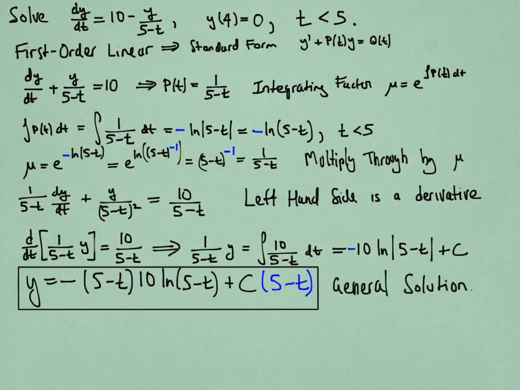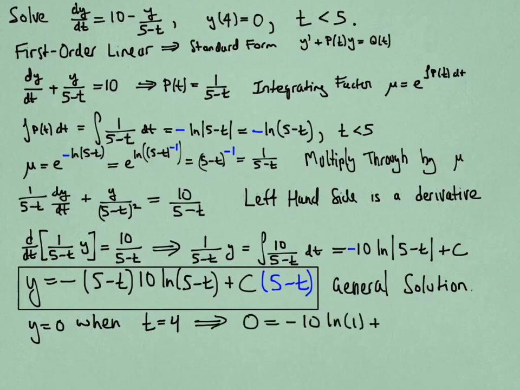There are general solutions to the differential equation, but we have an initial value, so we should use that to find the specific solution that we're looking for. So y is equal to 0 when t is equal to 4. Let's plug that in. I have 0 for y, and I'm going to plug 4 in, so it'll be minus 10 times 5 minus 4, which is 1, natural log of 1. And then don't forget to evaluate here as well, and we'll get c times 1.